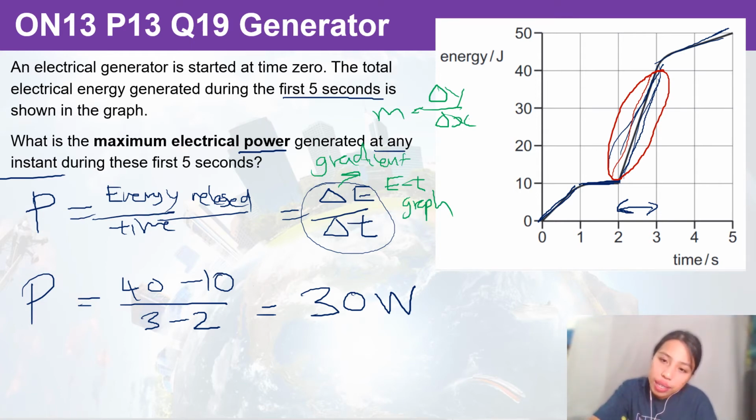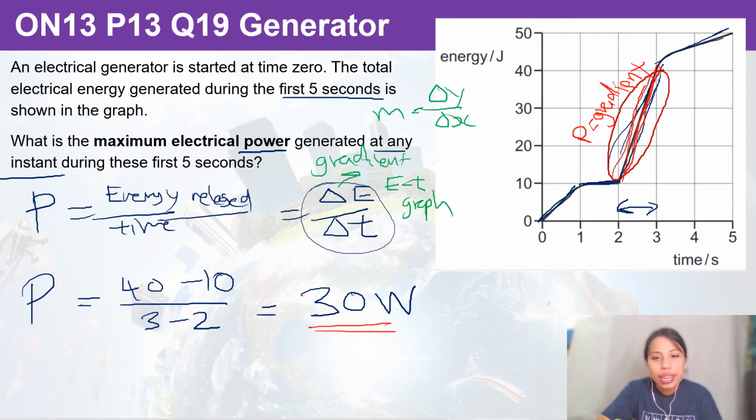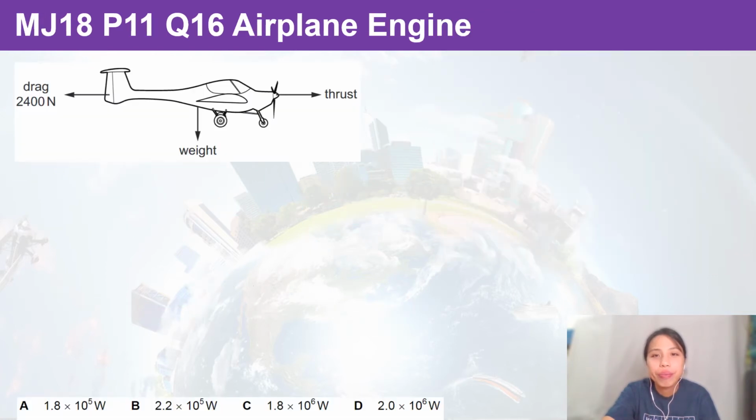Okay, so reminder here, power is the gradient of this graph at this straight line here. Thankfully, we only look at straight lines, because if it's curvy, we have to do some math stuff there. So remember, gradient is power for this E-T graph.